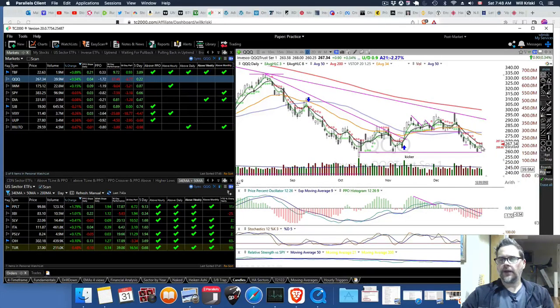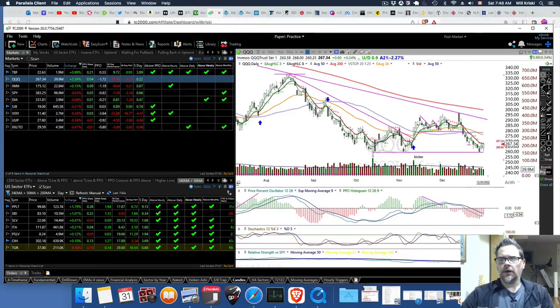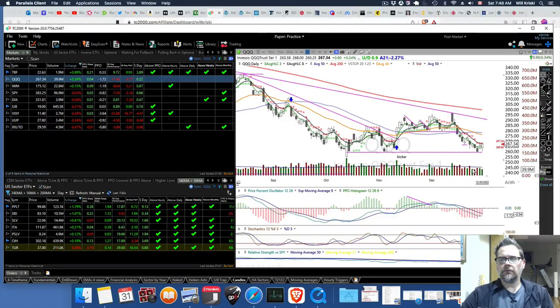I don't just get in right away if I'm going to buy on the reversal. I like to see it up above this 8 EMA with a green volatility stop. And then I also look at price percent oscillator. I'd want to see a crossover. So right now, it's not a great situation for going long, I guess.